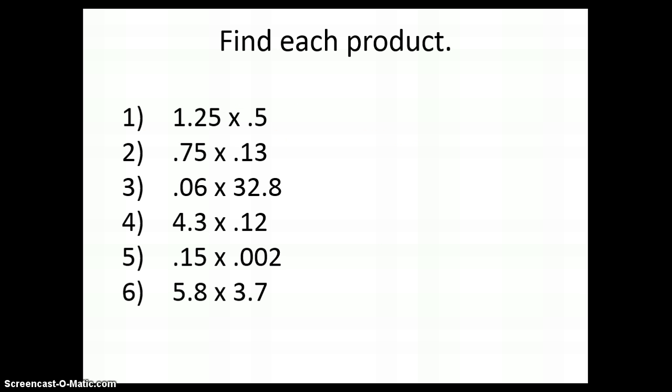Now it's your turn. Go back and watch this video as many times as you need to, or portions of the video. Then find each product, 1 through 6. To help you out with this, again, turn your paper sideways, just like when we were multiplying regular whole numbers, so that the lines go vertical versus horizontal to help you line up your place values. Pause the video now and complete numbers 1 through 6. Don't forget to WSQ in your notes.